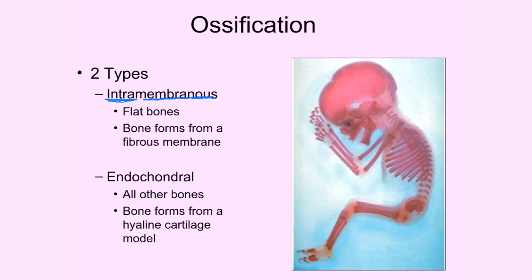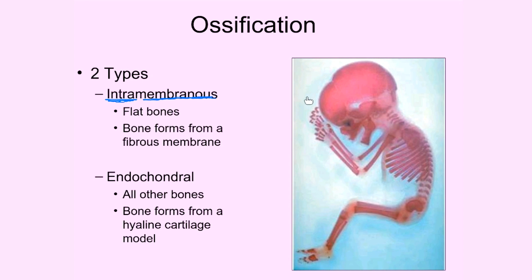So there's a couple of good examples of flat bones in the body that I want to use in talking about this. The collarbones, so the clavicles, are an example of flat bones that are primarily formed through intramembranous ossification. In addition, the skull bones. So if you look at the skull on the fetus here, they are considered to be flat bones as well, and they form primarily, again, through this intramembranous ossification.